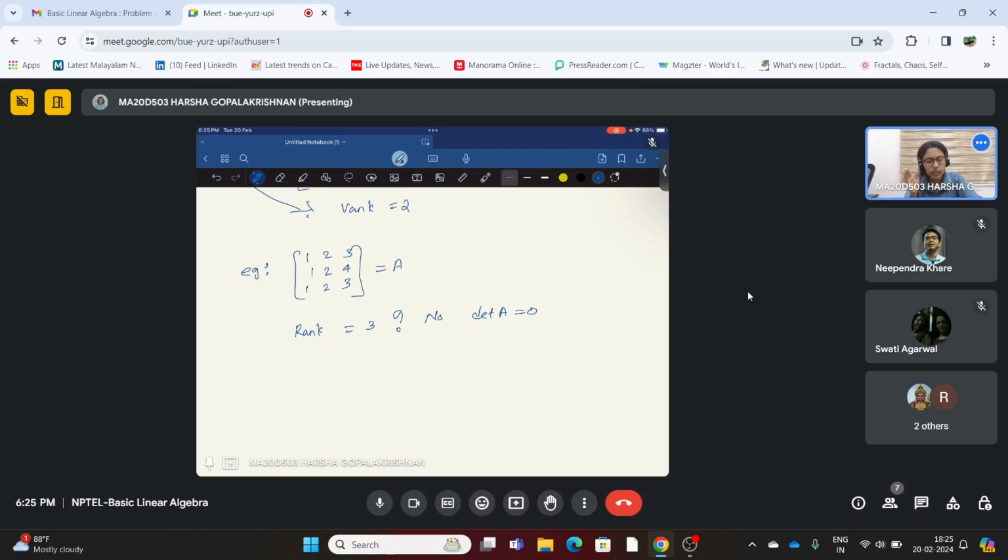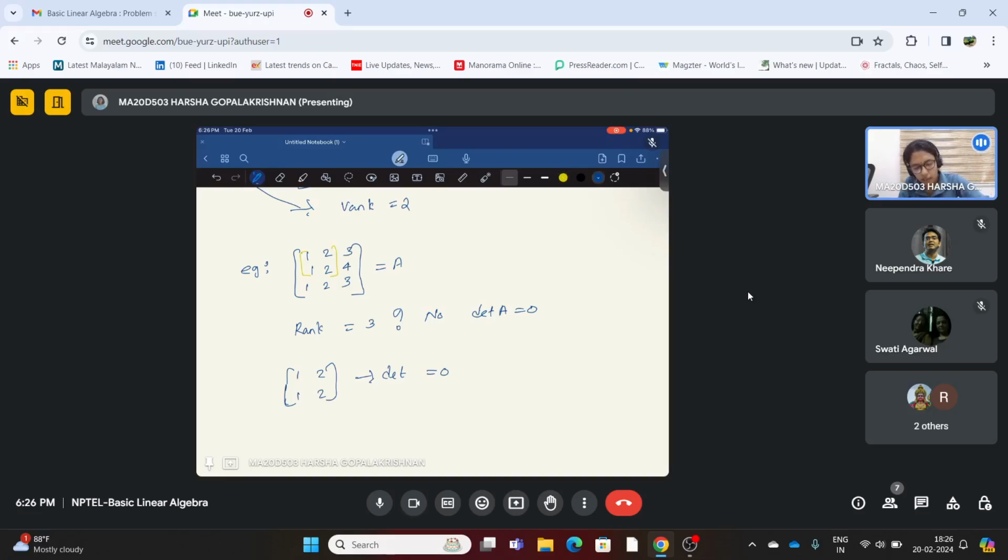So for any 3 by 3 matrix formed from this, the determinant is 0. Now if we are considering 2 by 2 matrices, first one we will consider 1 2 1 2. Its determinant is also equal to 0. I am taking this submatrix 1 2 1 2. It has determinant 0, but still we cannot say it has rank 1, because we need to consider all 2 by 2 matrices.